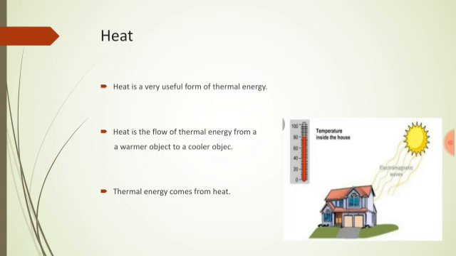In the picture, you can easily see heat moves from the sun towards the earth. So, heat flows from a warmer object towards a cooler object. To understand the concept of heat, let's take an example. In the winter season, when we sit around the fire, the heat moves from the fire towards our body. So we can say that heat moves from a warmer object to a cooler object.